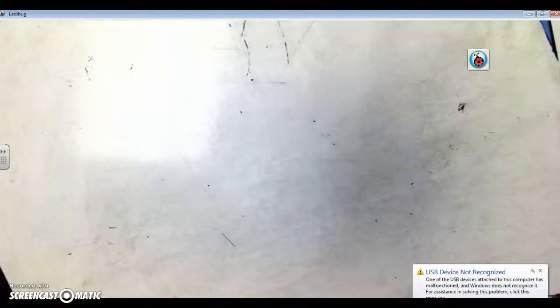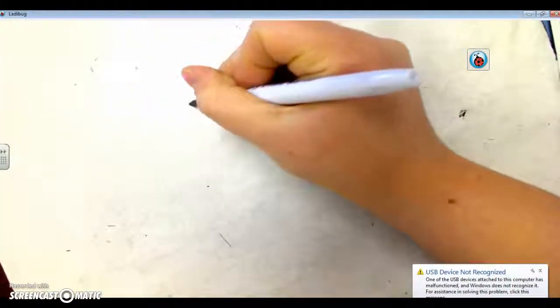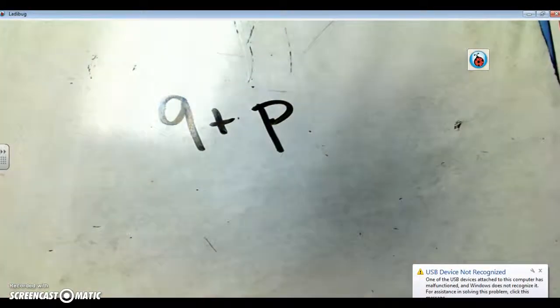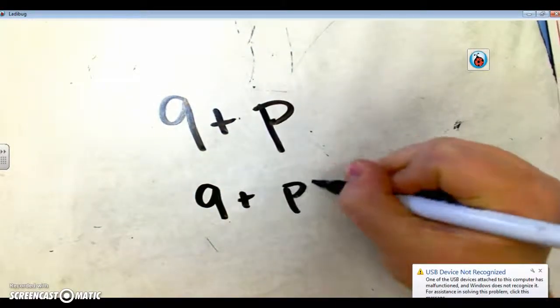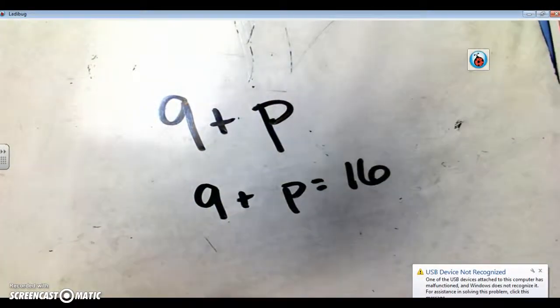For example, some of you are looking at me very confused. Let me show you a quick example. If I had 9 plus p, that is an expression. Okay? There's no equal sign anywhere in that problem, is there? Okay? But if I had 9 plus p equals 16, that's an equation. I can solve that to figure out what p is equal to, right? Okay?